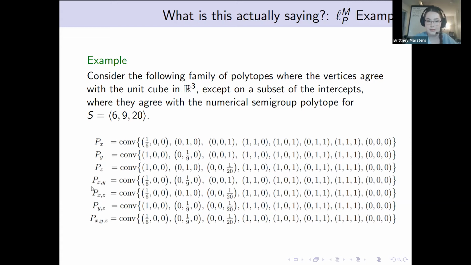If we go to P sub x,y, again, we're going to agree in this coordinate, but we're also going to agree on the y axis as well. If we go to P sub x,y,z, we see that we're going to agree with the numerical semigroup polytope on all 3 coordinates.